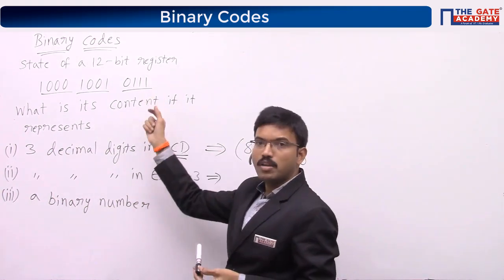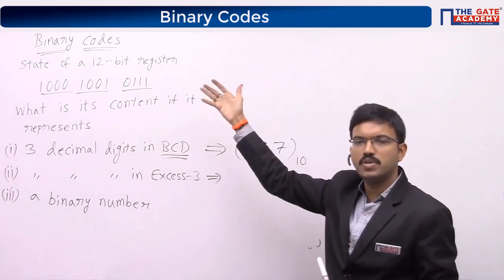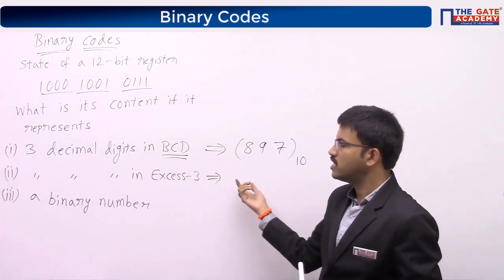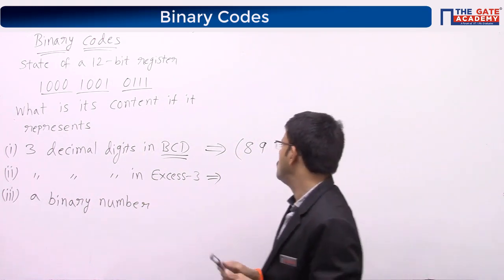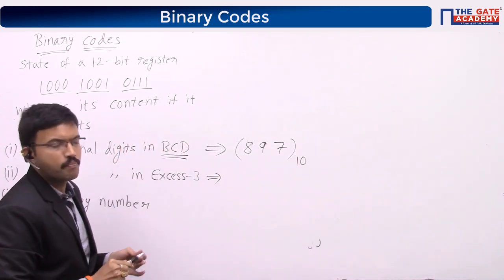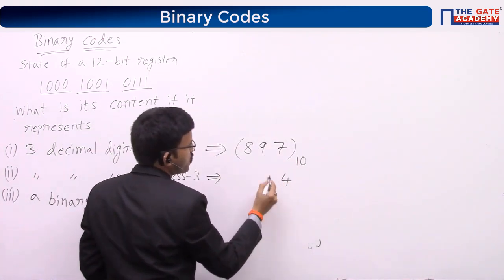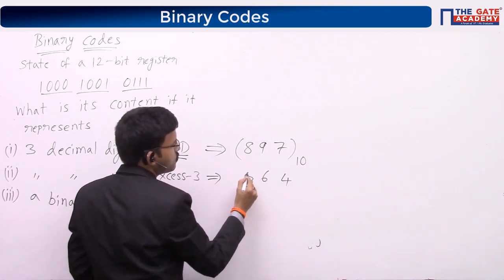Similarly, here this particular code is in XS3. That means 3 has already been added. If you want to write the corresponding decimal digits, what do you have to do? Subtract 3 from each digit. 7 minus 3 is 4. 9 minus 3 is 6. 8 minus 3 is 5.